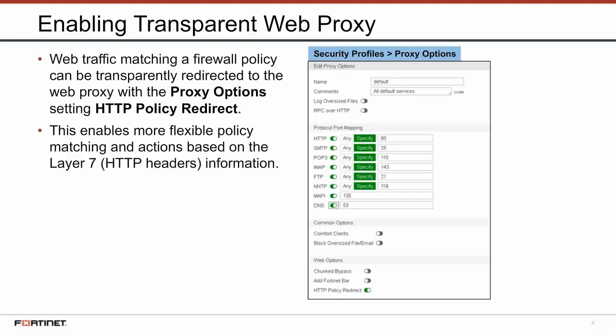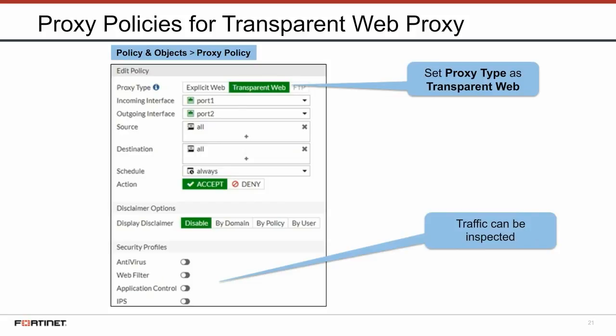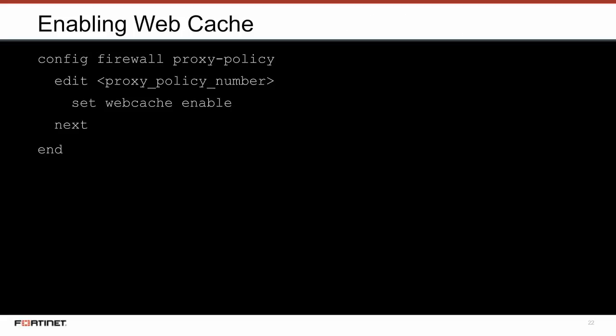The setting HTTP policy redirect affects only web, HTTP and HTTPS traffic. Other protocols' traffic is not redirected to the web proxy and is authorized and inspected based on the regular firewall policy configuration. Similar to explicit web proxy, the next step is to create proxy policies to specify when the transparent proxy must accept and inspect the traffic. Web cache is available both in explicit and transparent web proxy. It can be enabled or disabled per proxy policy through the CLI.